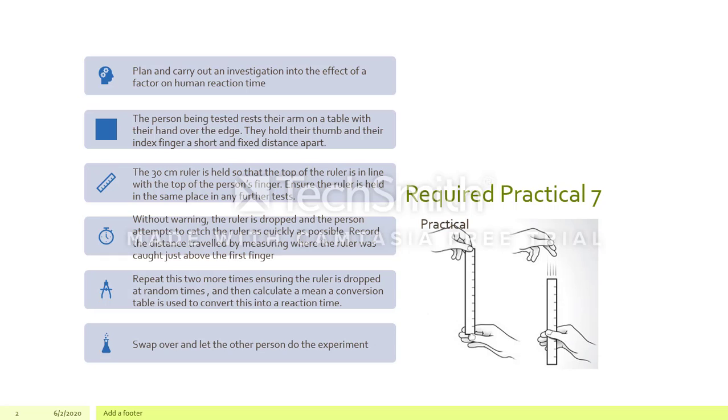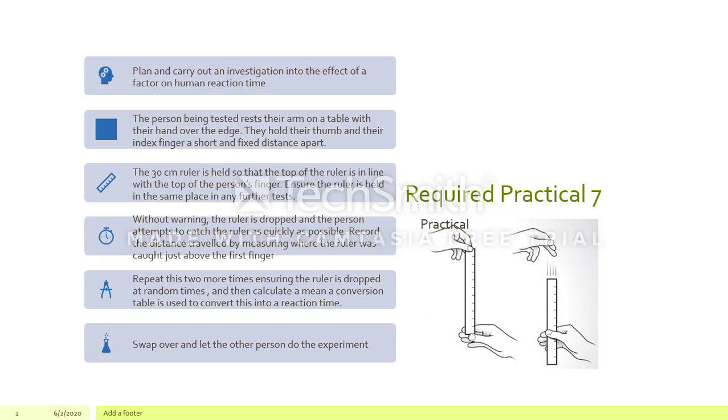So our first topic today is required practical 7. This is actually part of part 1, but I'm doing it in part 2 to make it like a follow-on. This practical is used to see the reaction times of someone after drinking caffeine. So here are some steps on the side. Plan and carry out an investigation into the effect of a factor on human reaction time. So that's the practical. And when I did this practical, we had to drink Coke and carry out the practical.